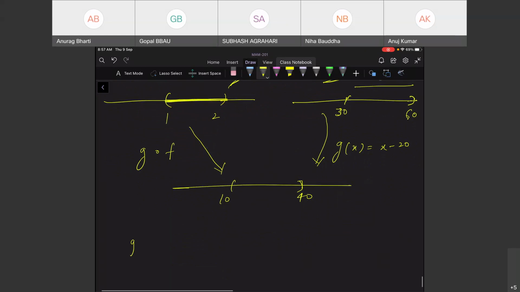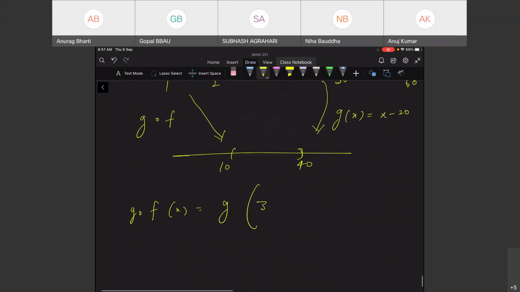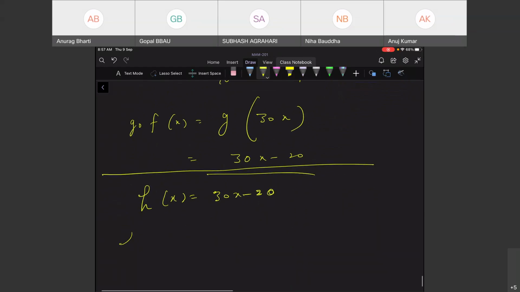Okay, so अब आप यहाँ से लिख सकते हैं, what is g of f of x. So this is g of f(x), f(x) 30x है, and what is g of 30x? This would be 30x minus 20. तो ये जो मैप है 30x − 20, सो कॉल इट h. h(x) = 30x − 20. This is clearly a homeomorphism, and आप देख सकते हैं h of this interval (1, 2) is (10, 40). Okay.